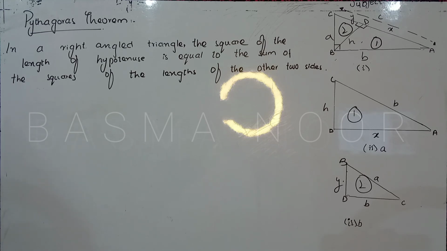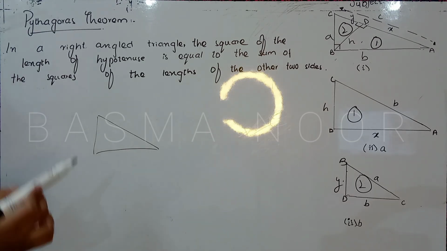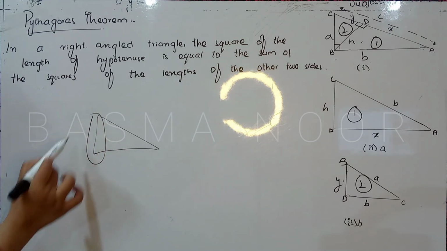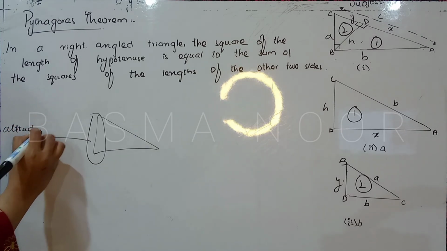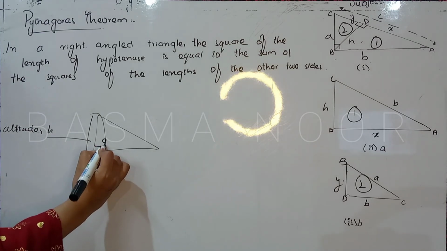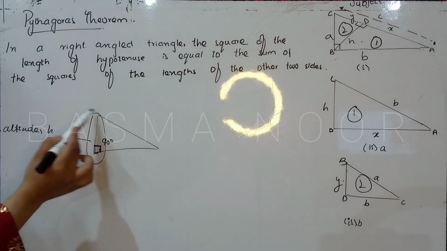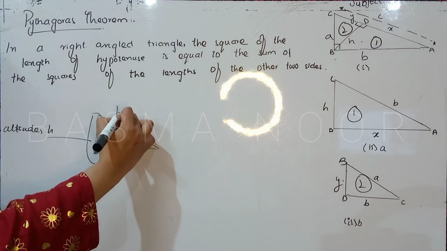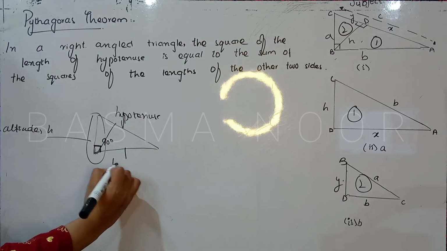Now let me give you a small concept of right angle triangle. First of all, I'm gonna draw a triangle like this. Three sides, and this side is known as altitude, or it is also known as height. This is equal to a 90-degree angle. This indicates a box-like structure, the 90-degree angle, and the side opposite to the 90-degree angle is known as hypotenuse. And the last one is base.